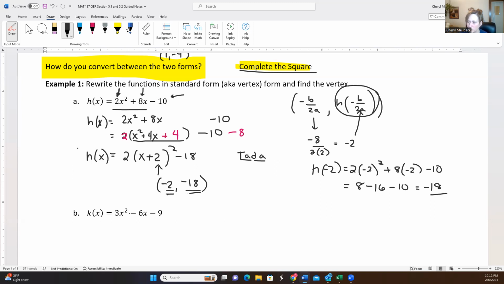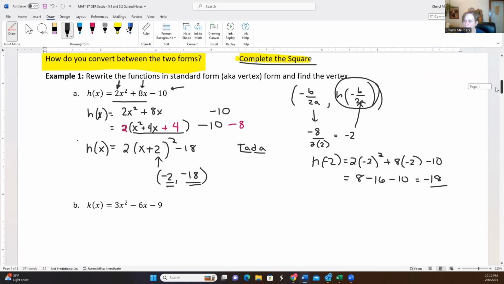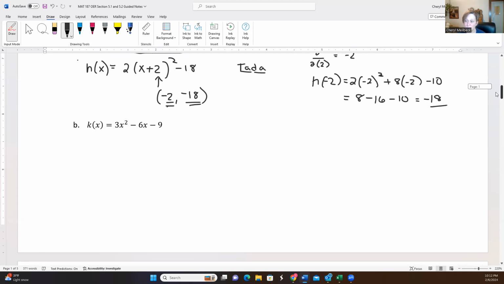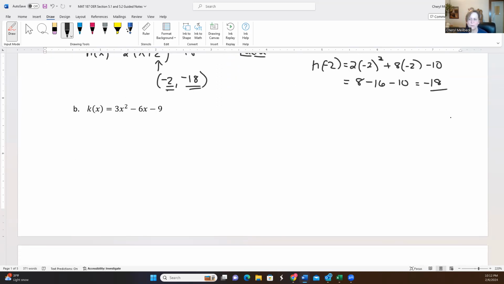All right, let's try part B here. On B here, we also want to use completing the square to convert it into vertex form. I want you to pause the video and give it a try. I'll stop the video here and then we'll go through it together.